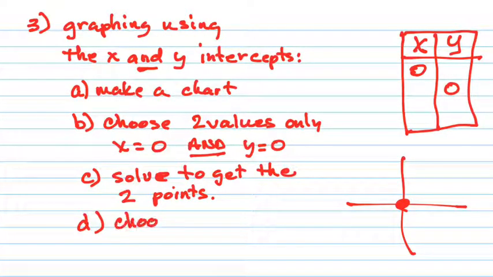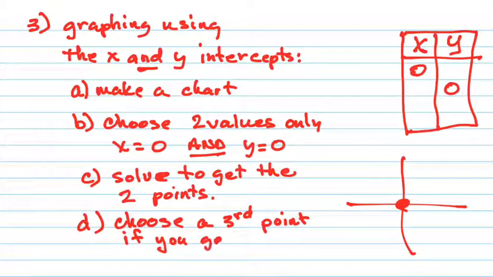So choose a third point if you get 0, 0. That's the only time you have to. Most of the time you're just choosing two points. So this is the fastest, easiest way to graph a line. Most of the time. Okay?